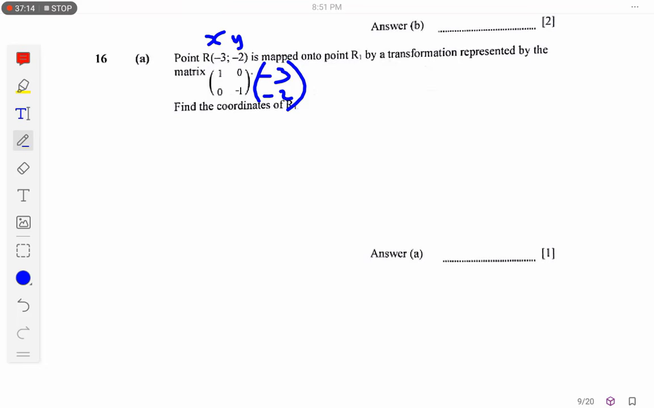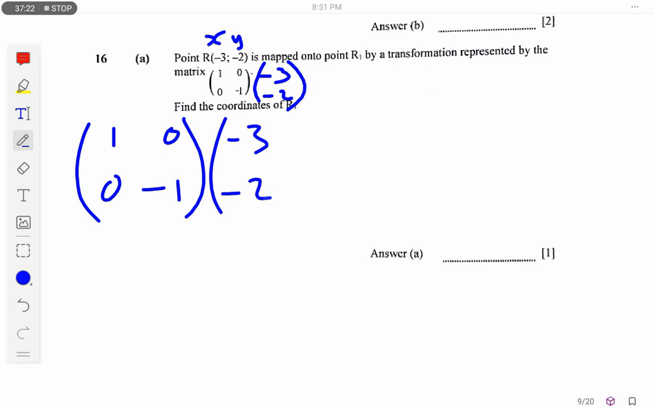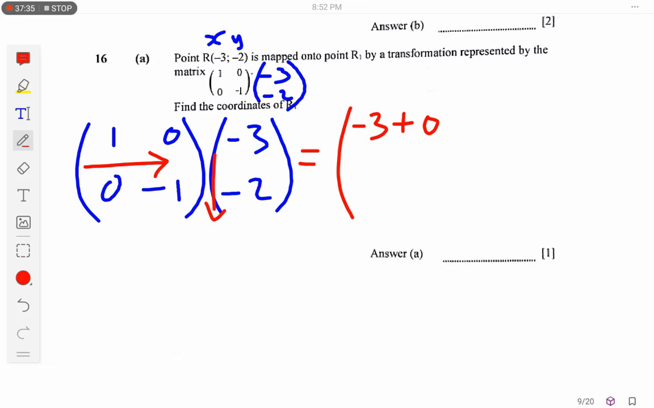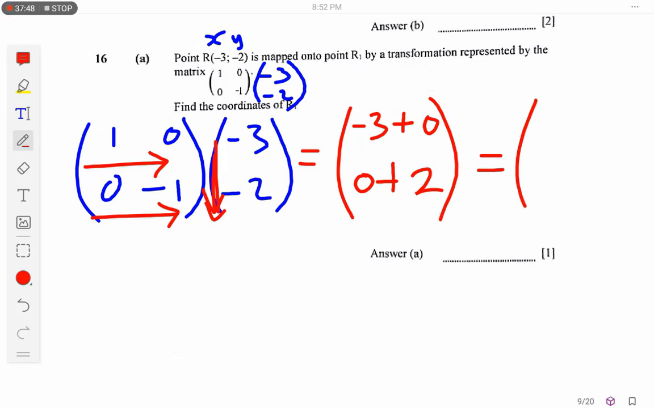If I do my row by column there, let me just rewrite it: 1, 0, 0, -1, multiplying -3 and -2. This is my R now. So if I do my row by column, I'll get 1 times -3, I'll get -3, 0 by -2, I'll get a +0 there. Then bottom row by column again, 0 by -3, I get a 0, plus -1 times -2, I get a plus, so this is a +2 there. So my final answer is going to be -3 and 2.